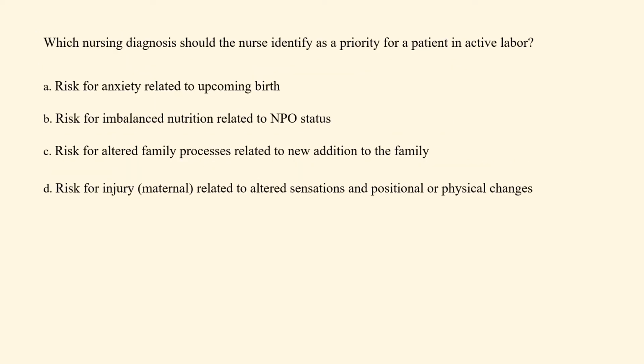Which nursing diagnosis should the nurse identify as a priority for a patient in active labor? A. Risk for anxiety related to upcoming birth. B. Risk for imbalanced nutrition related to NPO status. C. Risk for altered family processes related to new addition to the family. D. Risk for injury, maternal, related to altered sensations and positional or physical changes.